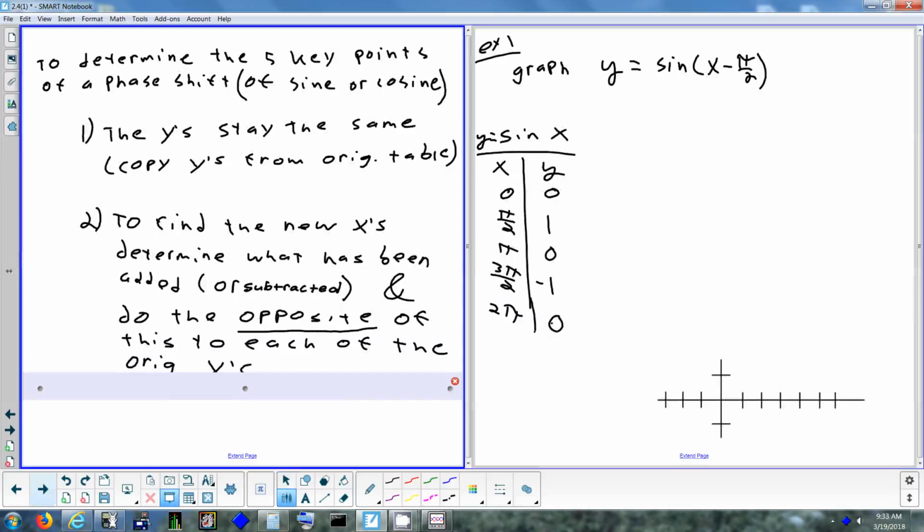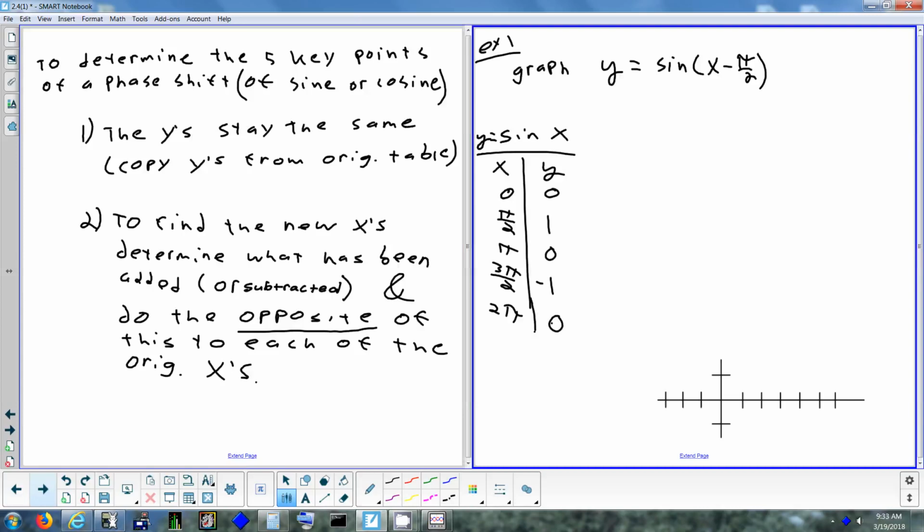And I tried to show you earlier why you do the opposite. Okay, we looked at it. Plus shifts left, minus shifts right. It's the opposite. So if I see a minus pi over 2, I want minus to shift the graph to the right. How do you move a graph to the right? You make all the x's bigger. If you make the x's bigger, they move right. So in that problem, you're going to do plus pi over 2 to each of the original x's. And that's basically it. That's the whole problem.